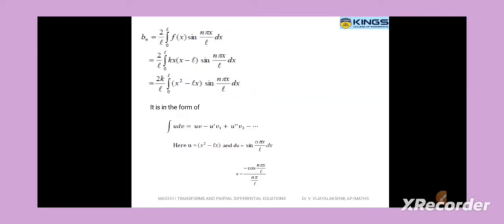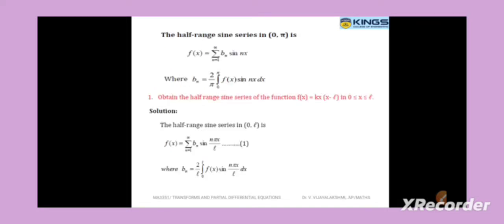Next we have to find out the value of bn. We know the formula for bn, so now you have to replace the value of f of x here. In this problem, f of x is given by kx into x minus L, so I am replacing f of x by kx into x minus L in the integral with sine n pi x by L dx. Here k is a constant, so it can be taken out. So bn is 2k by L integral 0 to L of x square minus Lx sine n pi x by L dx. Now you want to integrate this function with respect to x.